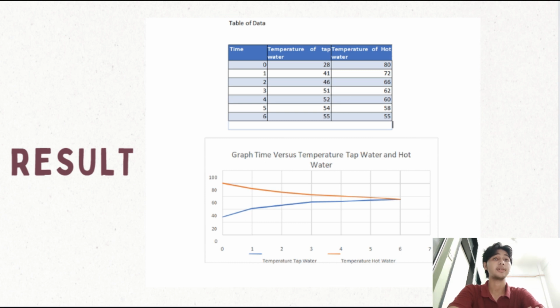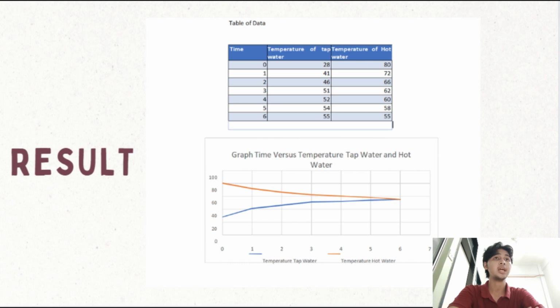So for the first minute, the temperature of tap water is 41. The temperature of hot water is 72. For second minute, the temperature of tap water is 46. The temperature of hot water is 66. For the third minute, the temperature of tap water is 51. The temperature of hot water is 62.